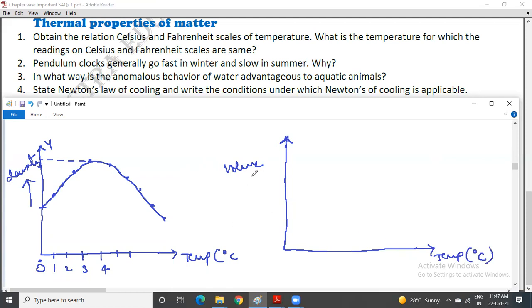So first at 0 degree centigrade, 1, 2, 3, 4. Let us say there is some volume. What we said, density slowly starts increasing. Density increases, what happens to volume? Don't forget the formula, density equals mass by volume. At 1 degree centigrade, density is more compared to 0. Therefore density and volume are inversely proportional, so volume decreases, mass constant in both the cases.